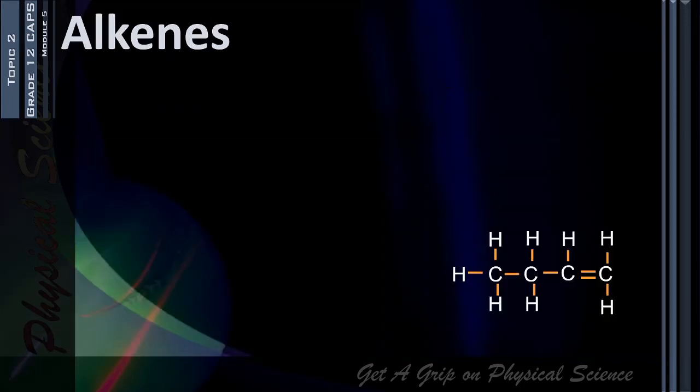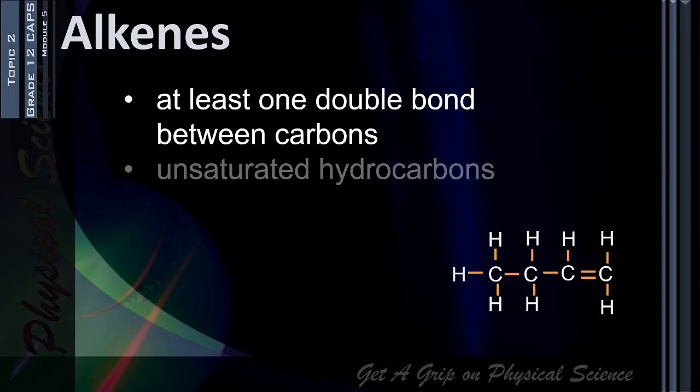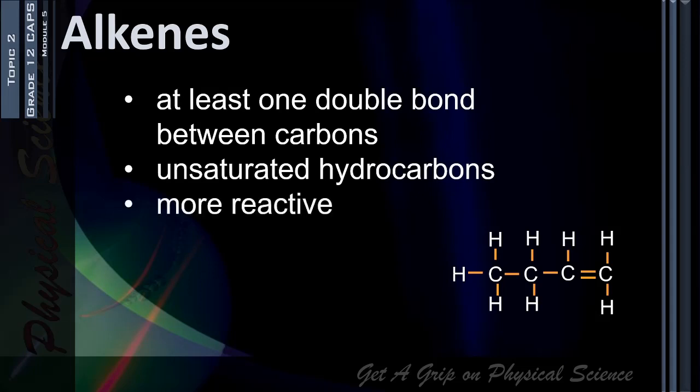The functional group for an alkene is at least one double bond between carbons in the molecule. We know that alkenes are unsaturated hydrocarbons because of the double bond, and we also know that this makes the alkenes much more reactive. When it had to react, for instance, with the bromine water, you saw that it quickly reacted with the bromine water.